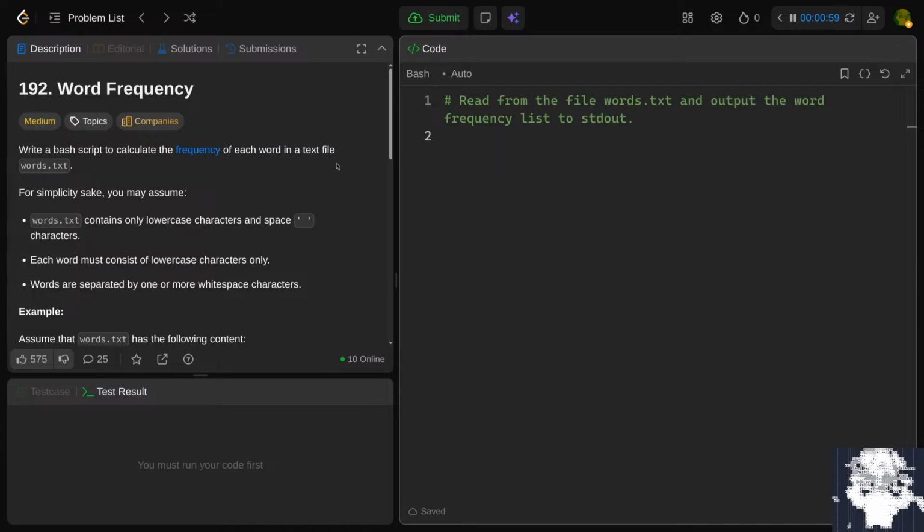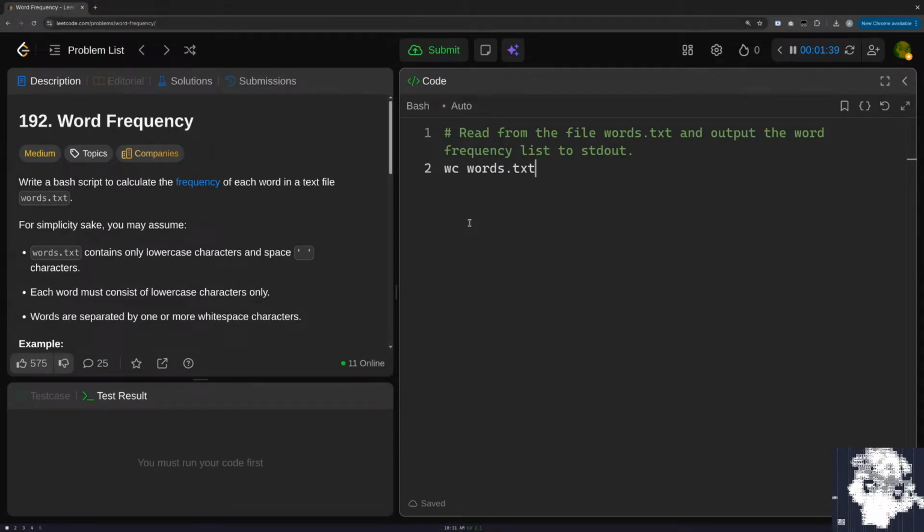Well, I guess I don't know how to do this off the top of my head. I know there's a utility called WC, word count, in bash. I don't know what it returns. Is this gonna, oh, I don't get to test. I just get to submit. Okay, well, guess what? I'm gonna make my own tests.